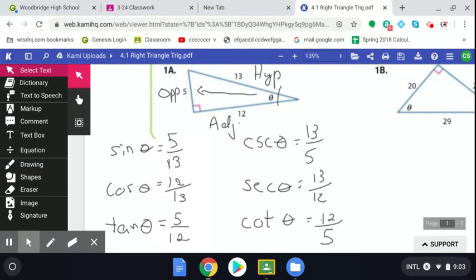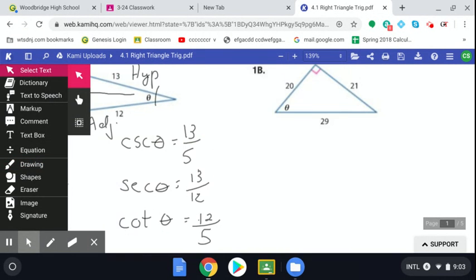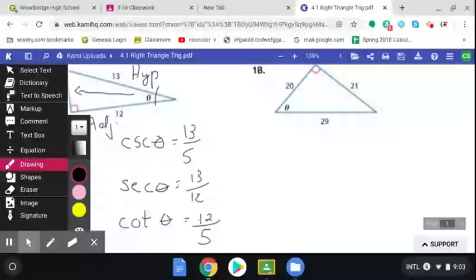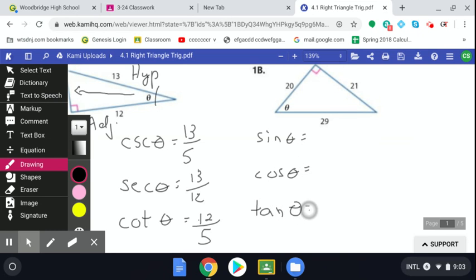If we move on to the next example, example 1b, I am going to once again list the trig functions: sine, cosine, tangent, and then I need to do cosecant. I always write theta, so I specify which angle you're talking about. Secant, cotangent.